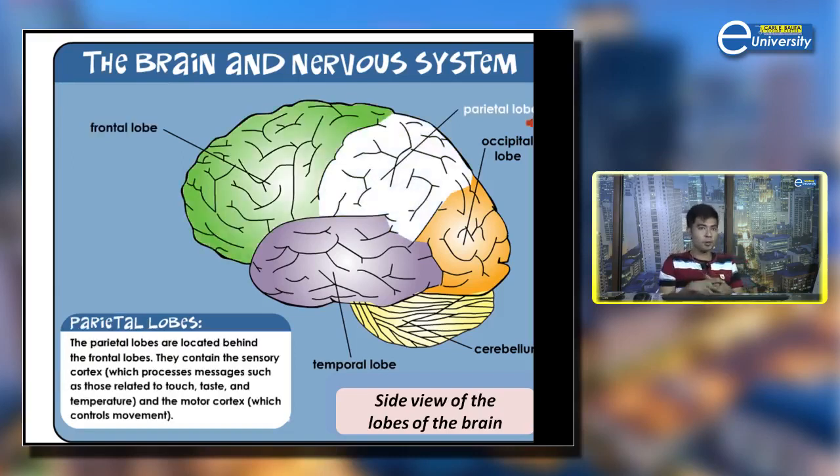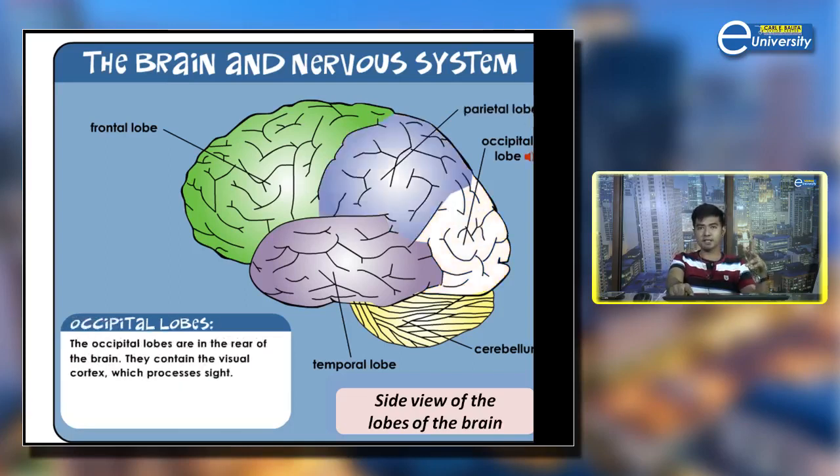Next to it is the parietal lobe. The parietal lobes are located behind the frontal lobe. They contain the sensory cortex, which processes messages such as those related to touch, taste, and temperature, and the motor cortex, which controls our movement. So if the frontal lobe is responsible for the thinking processes, the parietal lobe is responsible for the sensory processes.